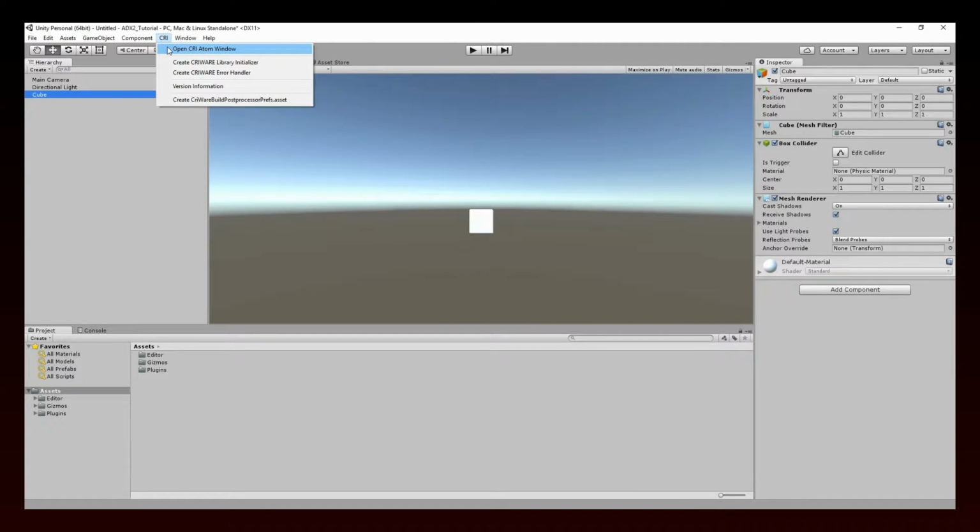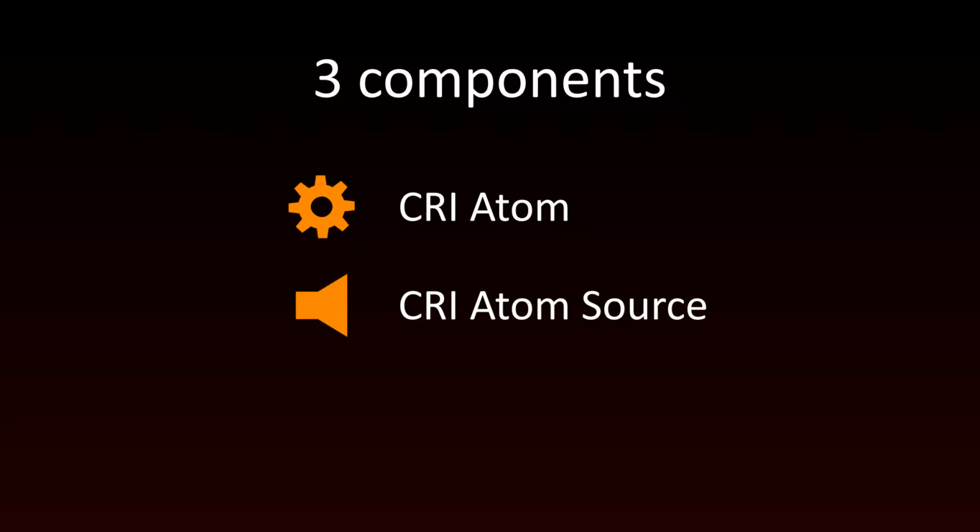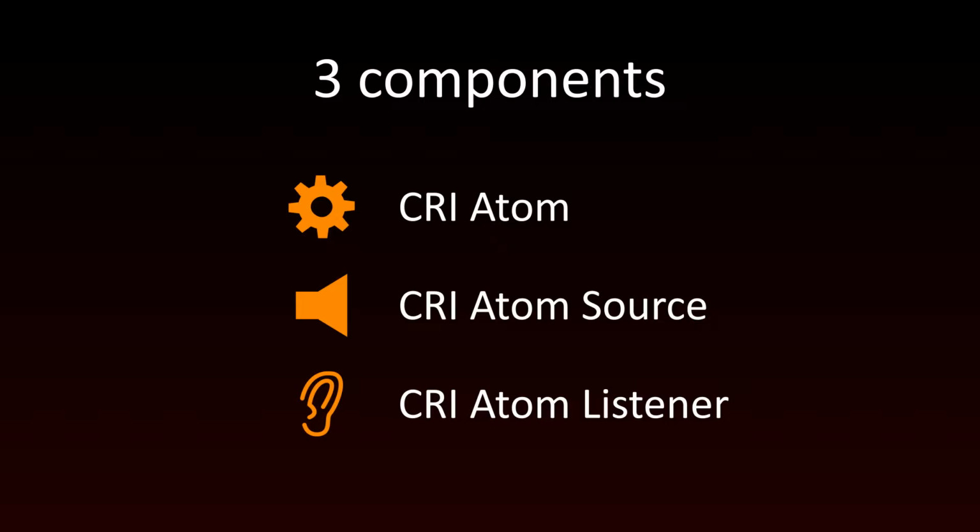The components in the CRIATOM group are related to the sound playback. The CRIWARE library initializer component is used to configure CRIWARE. The CRIWARE error handler component enables the notification of the warnings and errors in Unity. The components related to the sound system in the CRIATOM group are CRIATOM, CRIATOM source, and CRIATOM listener.